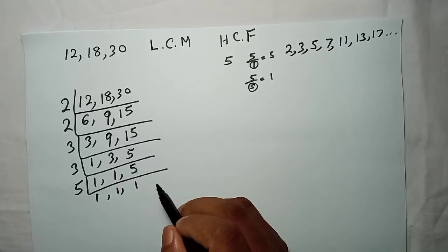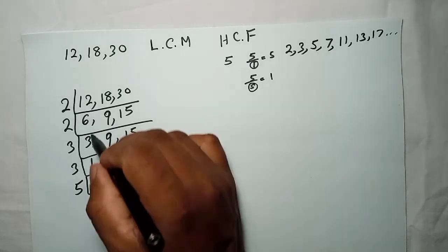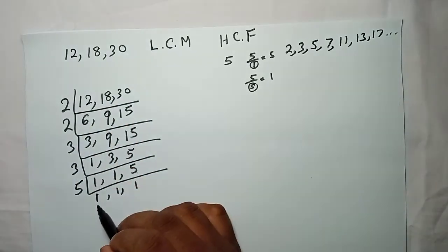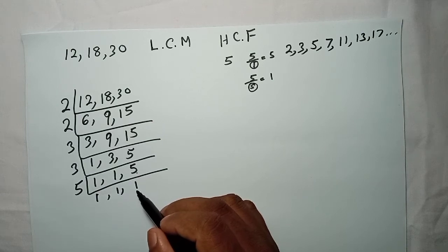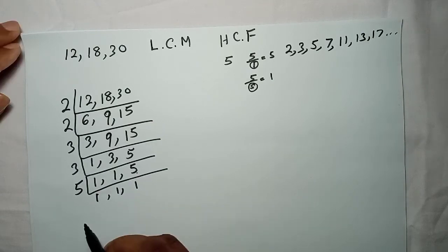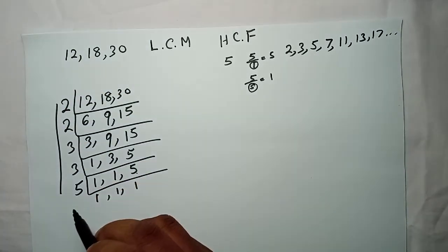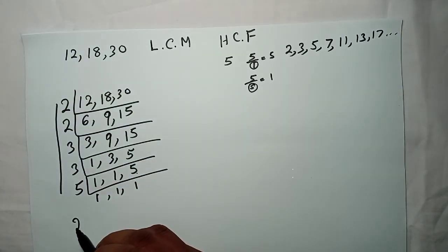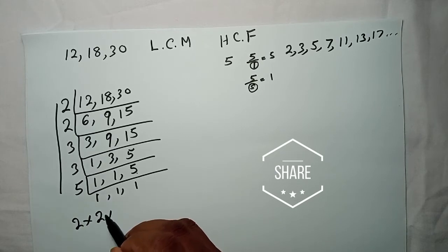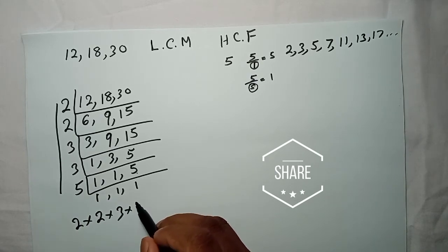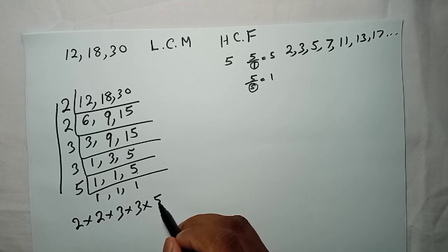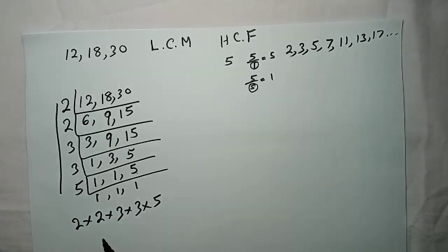Now finish. This is the working. Here all three numbers must get 1 at last. Then stop. Then after that, what you should do is multiply these numbers together, right? Okay, I will show you that: 2 into 2 into 3 into 3 into 5, right? So what is the answer here?